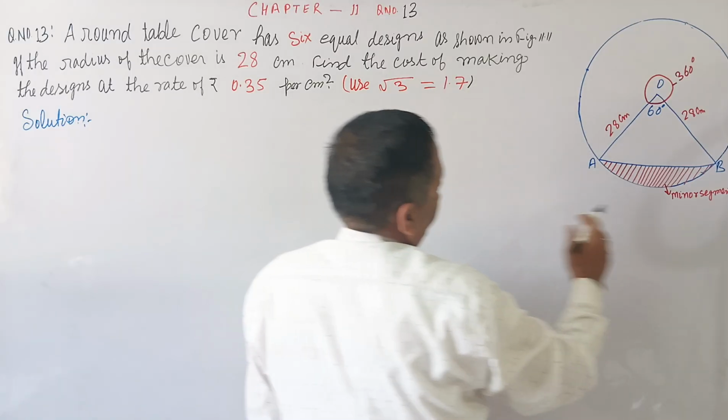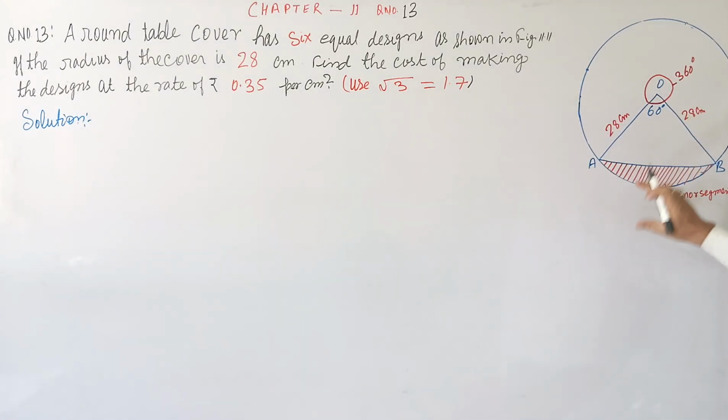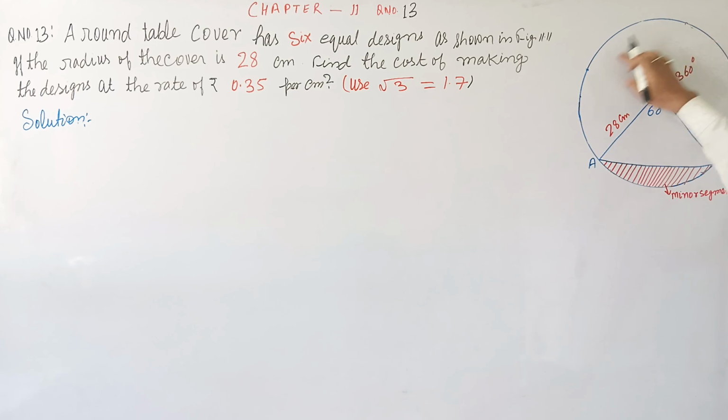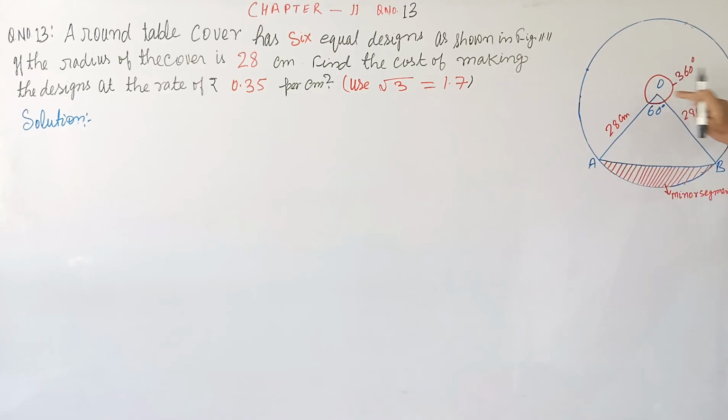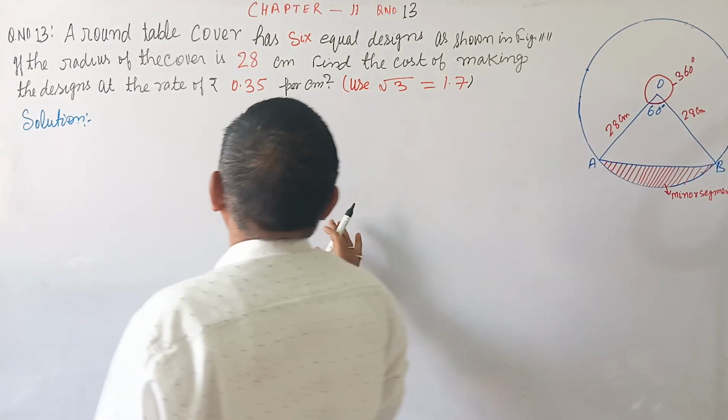So now this is the figure. I have made only one segment. Like this it will be there. In total, in the circle there will be 6 equal designs, meaning 6 minor segments. Now the radius is 28 centimeter, and since the total angle is 360 degrees at the center and there are 6 designs, we will get 60 degrees. Now let us calculate all these things.